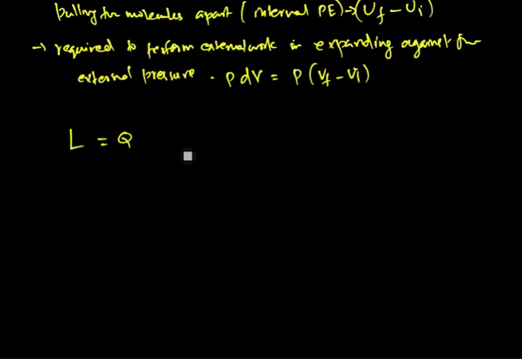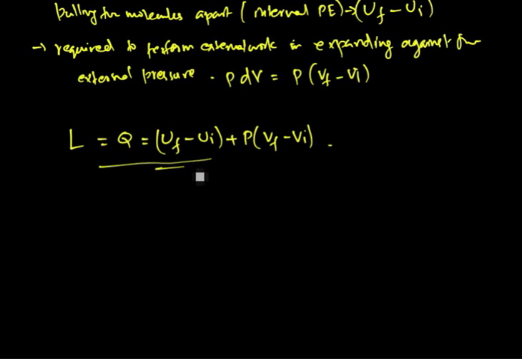quantity of heat absorbed per unit mass of the substance in changing the phase without raising its temperature, that is, it is equal to the sum of the increase in the internal potential energy, Uf minus Ui, plus the external work done, that is P into Vf minus Vi. So this is the expression for the latent heat. So that's all about the first law of thermodynamics.